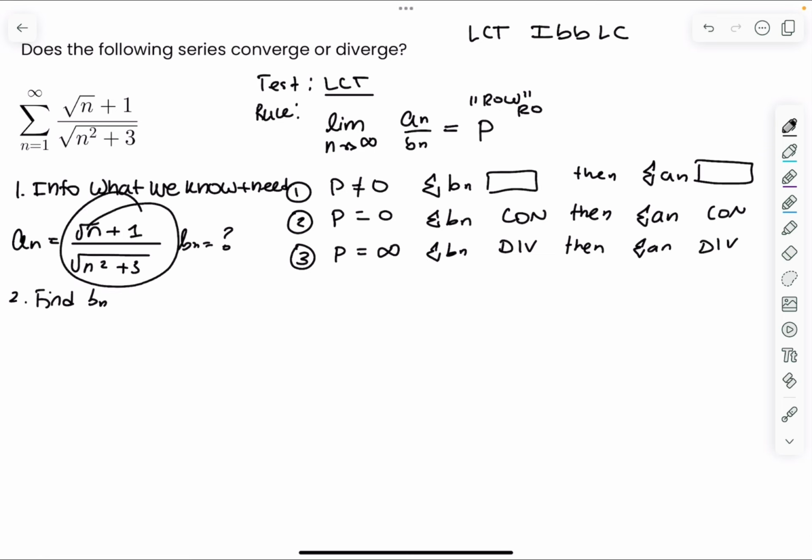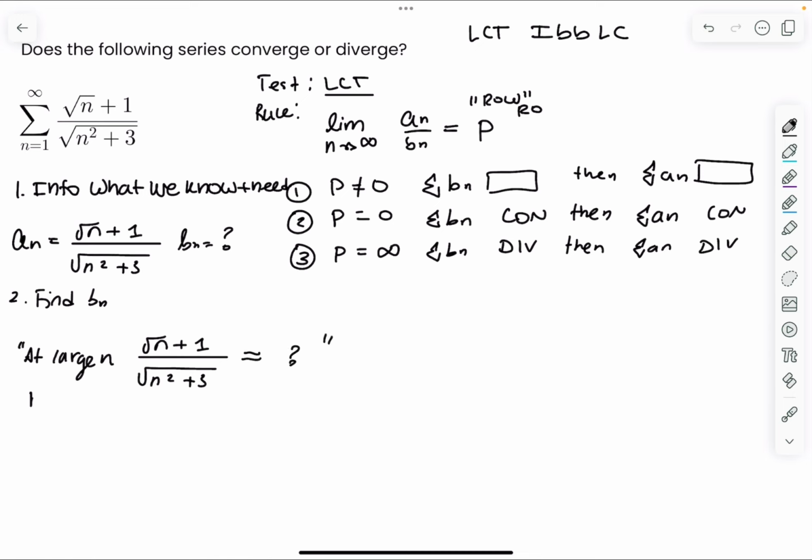How do we do that? We take our given sequence a of n, and we ask ourselves, at large n, so as n gets really, really big, what does this eventually become? As n approaches infinity, what becomes insignificant? Well, I would say that adding a 1 when n is infinity and adding a 3 is not going to make much of a difference. So those would become insignificant. So I would say this becomes square root of n over square root of n squared. And so that's my b of n. I'm going to plug that in there.